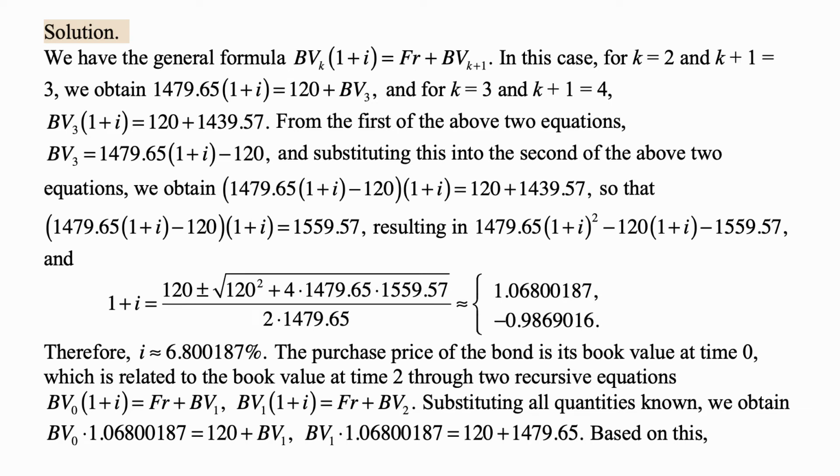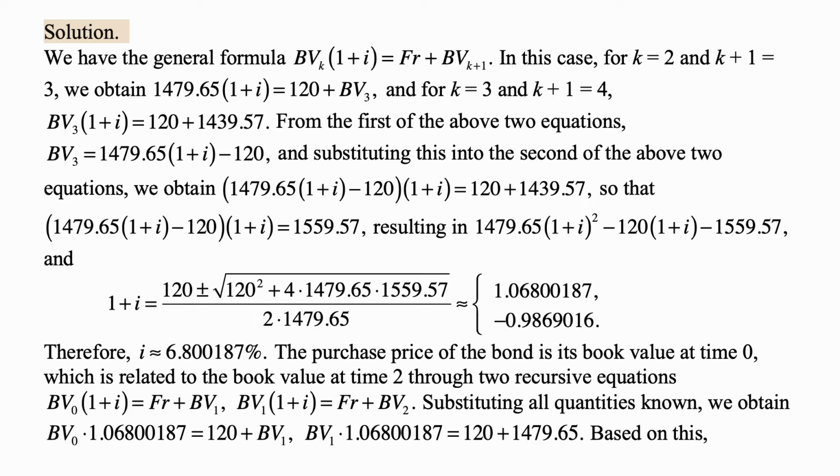And here's the solution. We have the general formula that book value at time k times 1 plus I is equal to coupon Fr plus book value at time k plus 1. In this case, for k equal to 2 and k plus 1 equal to 3, we obtain 1479.65 times 1 plus I is equal to 120 plus book value at time 3. And for k equal to 3 and k plus 1 equal to 4, book value at time 3 times 1 plus I is equal to 120 plus 1439.57.